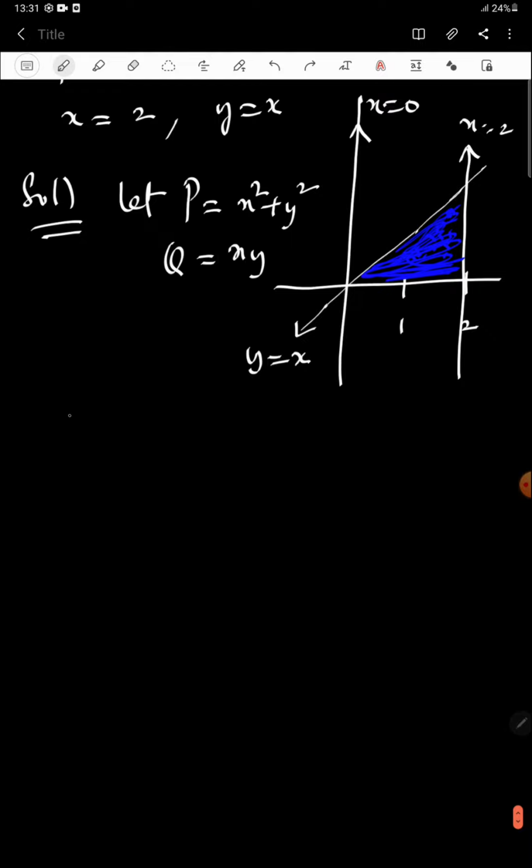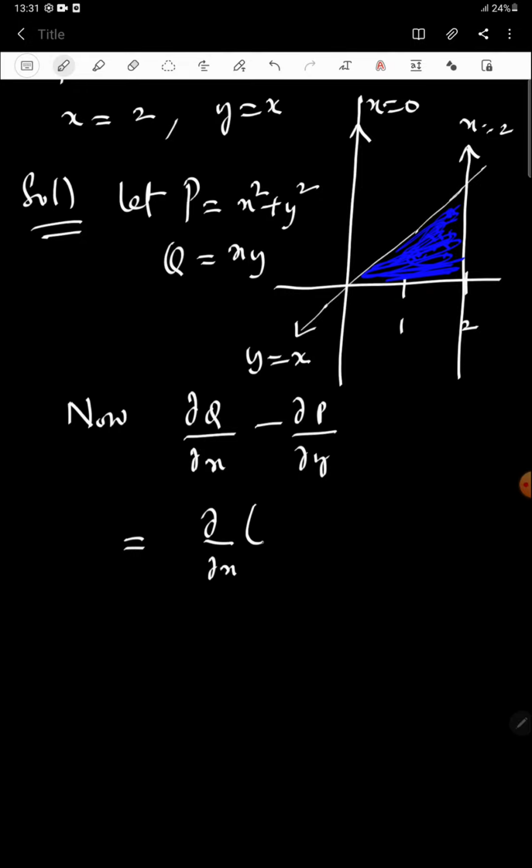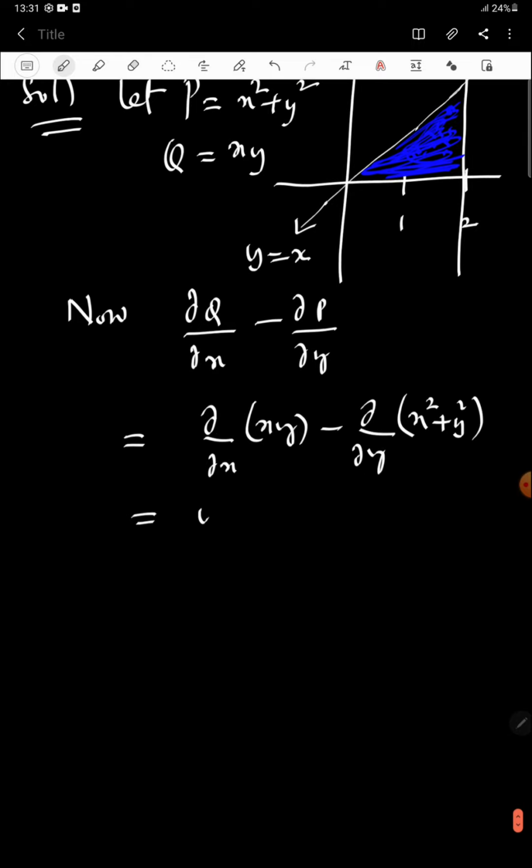So what I now do is, ∂Q/∂x minus ∂P/∂y is equal to ∂/∂x of x y minus ∂/∂y of P. P value is x² plus y². So that is equal to, with respect to x it will be y, minus with respect to y it is 2y. So finally it is minus y.